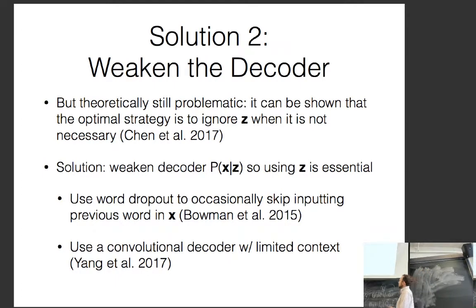And another example is to use a convolutional decoder with a limited context. So in other words, this is kind of like using an n-gram model instead of a recurrent neural network language model. So it's only looking at very limited context. So if you do this, then Z will have to store information about the entire sentence in order for you to get good scores. So these two things make doing VAEs a little bit annoying, but if you want generative models, then within the neural network framework, they can still be very useful.